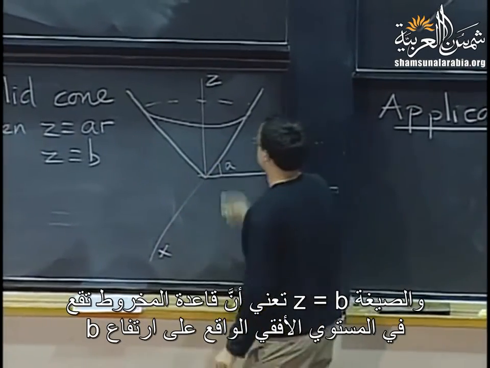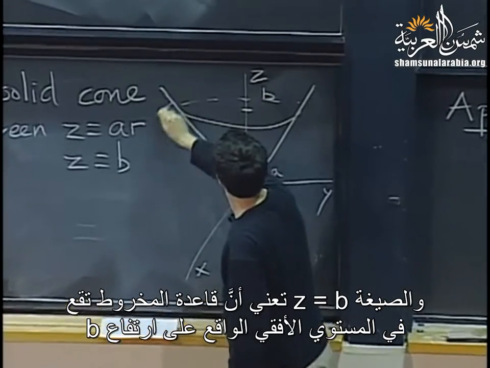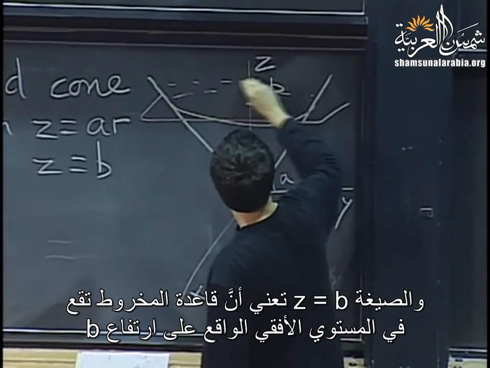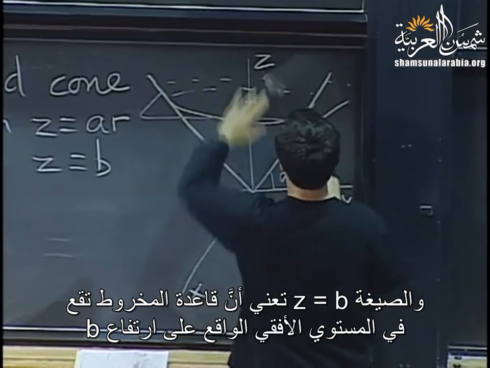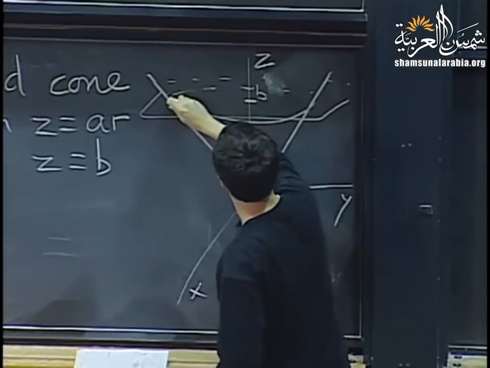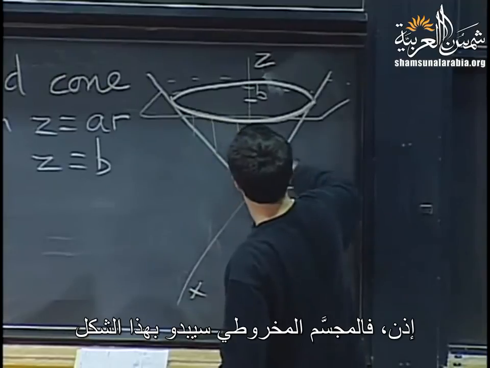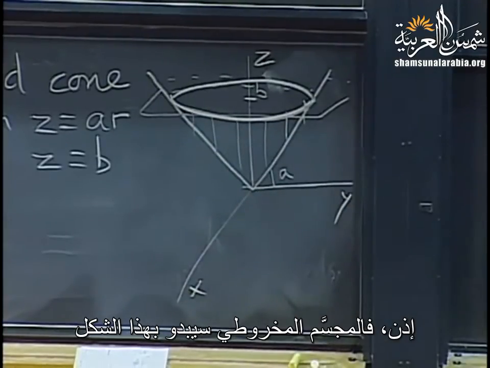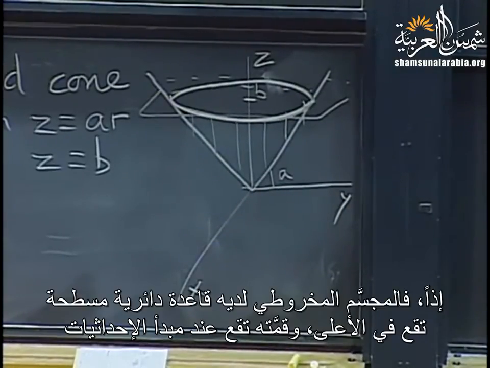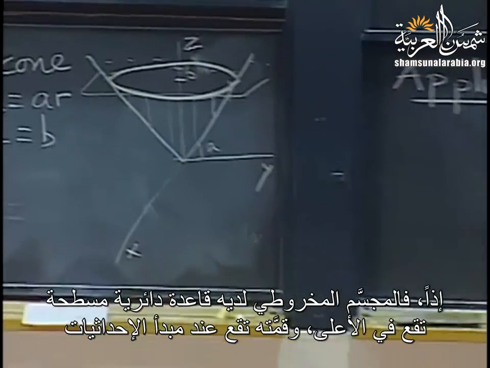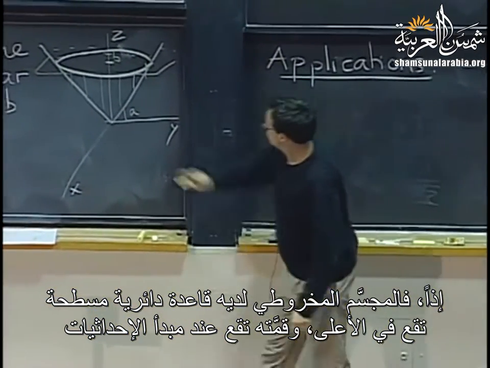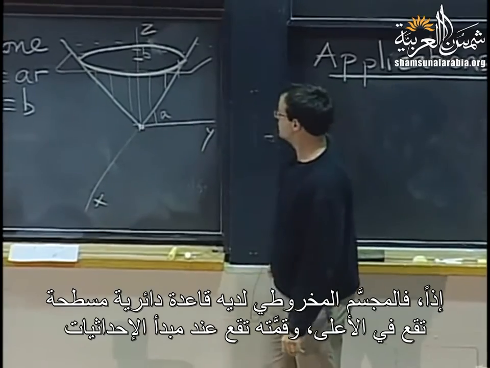And z equals b, that just means we stop in a horizontal plane at height b. So that solid cone really just looks like this. That's our solid. It has a flat, circular top, and then it's pointing, and the tip of it is at the origin.